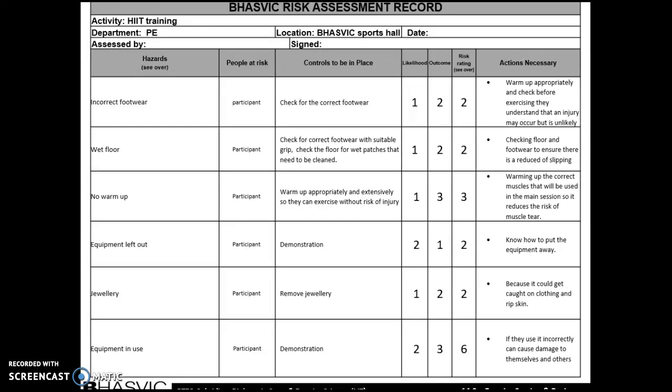With the equipment left out, I'll just demonstrate how to put it away at the end. I'll tell them how to put it away, so that it avoids any problems. There's going to be things like weights, cones and stuff that might slip over, and it's not going to be a serious injury that can occur, but it's still a risk.